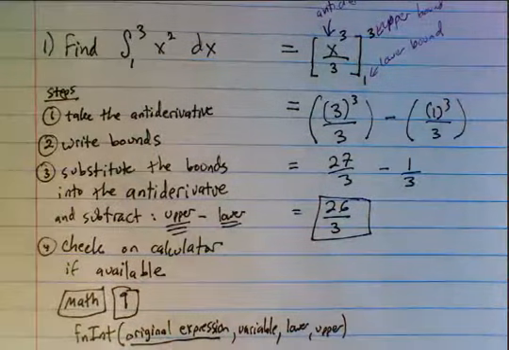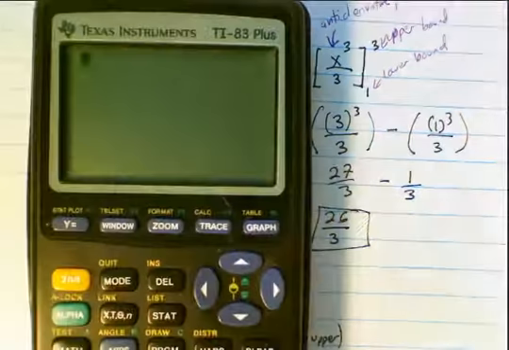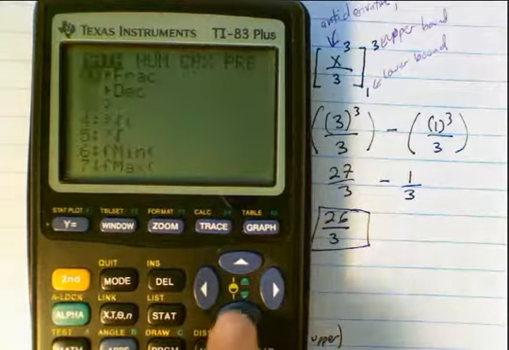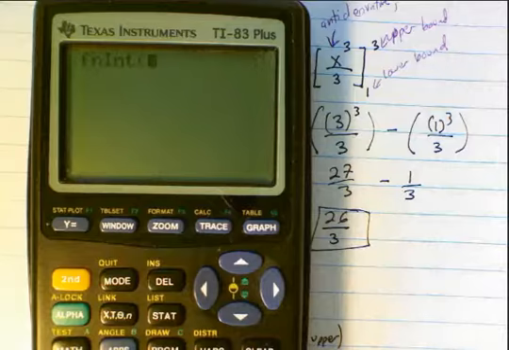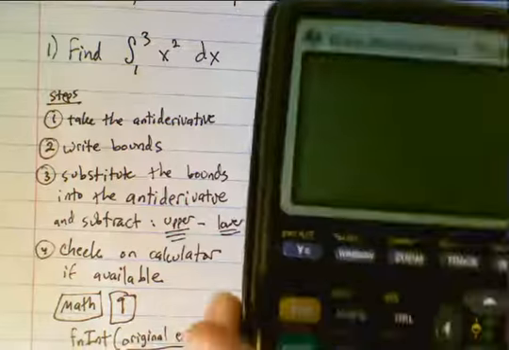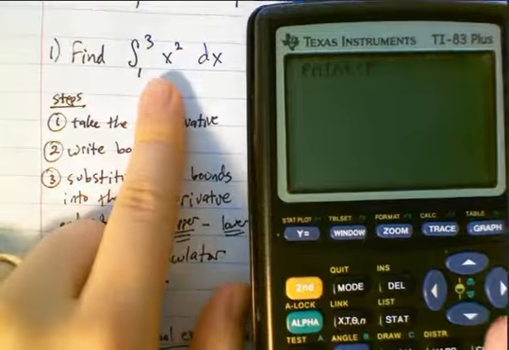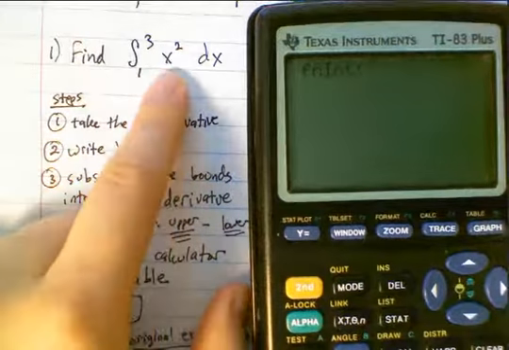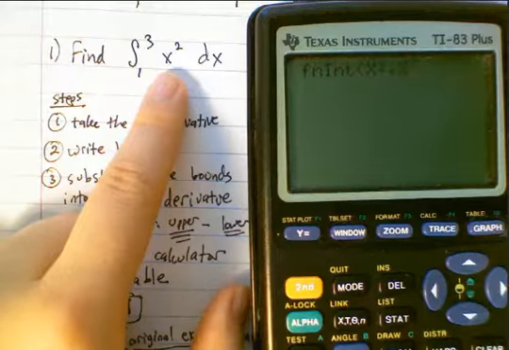Now what I'm going to do to check that is get out my calculator, math, and then if I go all the way down here to 9, that's the definite integral. So I'm going to put in my original equation. I can check this just by having this, if I cover up all the other work that I've done. So first thing I'm going to put in is that expression, x squared. Then my variable, which is x.